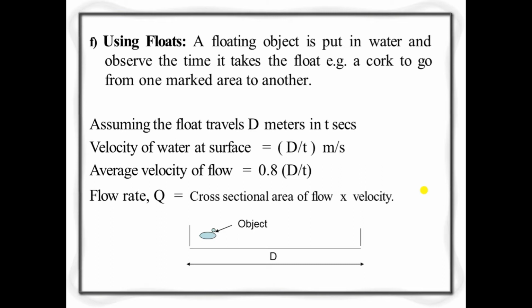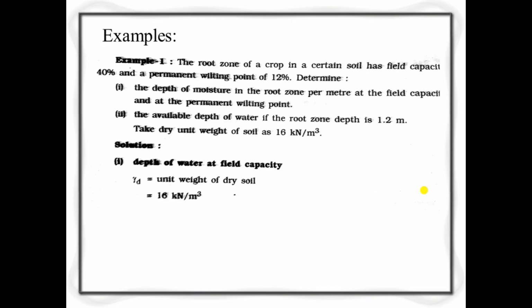Using floats, a floating object is put into the water and we observe the time it takes the float to go from one marked area to another. Assuming the float travels d meters in t seconds, we can calculate the velocity of that float. The average velocity is equal to 0.8 d by t, and Q is equal to the cross sectional area multiplied by the velocity.